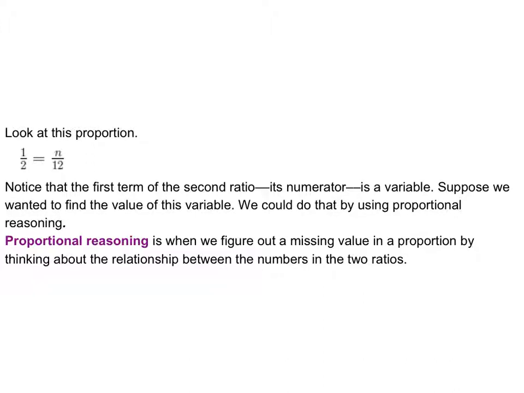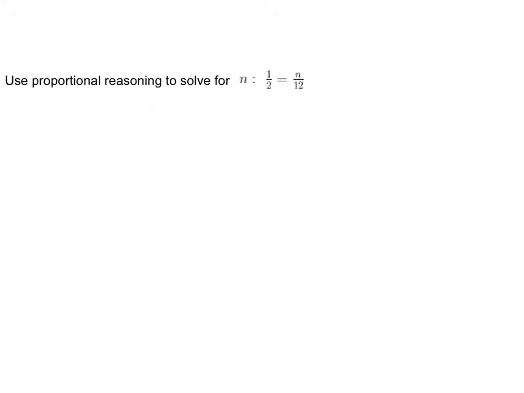We could do that by using proportional reasoning. Proportional reasoning is when we figure out a missing value in a proportion by thinking about the relationship between the numbers in the two ratios. So we're going to solve for n.